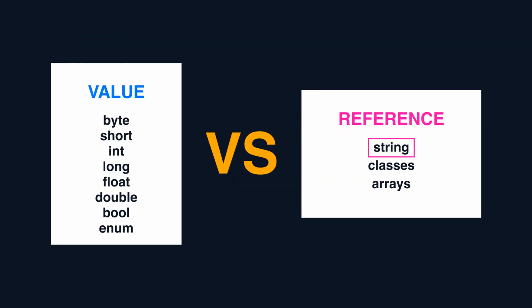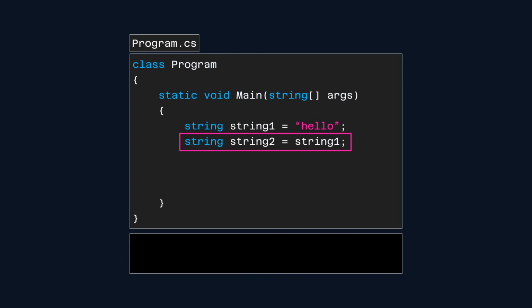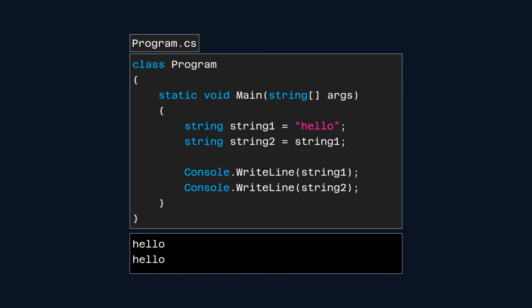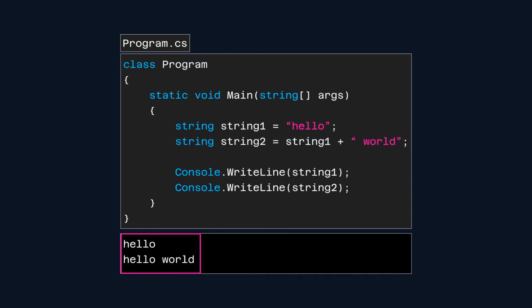And let's end this lesson talking about strings. As I said before, a string is a reference type, but it's not treated exactly in the same way as the others. Let's repeat the same example but with strings. We declare a string with the value hello. Then we declare another string and assign it the value of the first one. Both strings have the same value. But now let's concatenate the second string with a new value. The first string kept its original value, while the second one was modified.